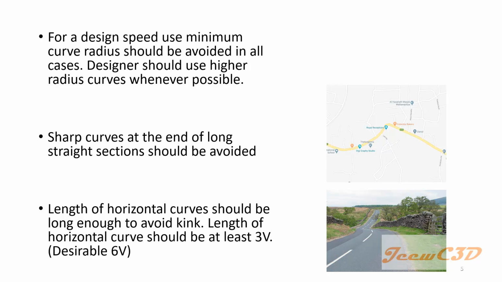The desirable value would be 6V. So if your design speed is 100 kilometers per hour, your desirable curve length would be 6V. That should be 600 meters. So if you have shorter curve lengths, you can see this is a very unpleasant view of the road. We call it a kink. So to avoid the shorter horizontal curves, we have to use sufficient length of curve.